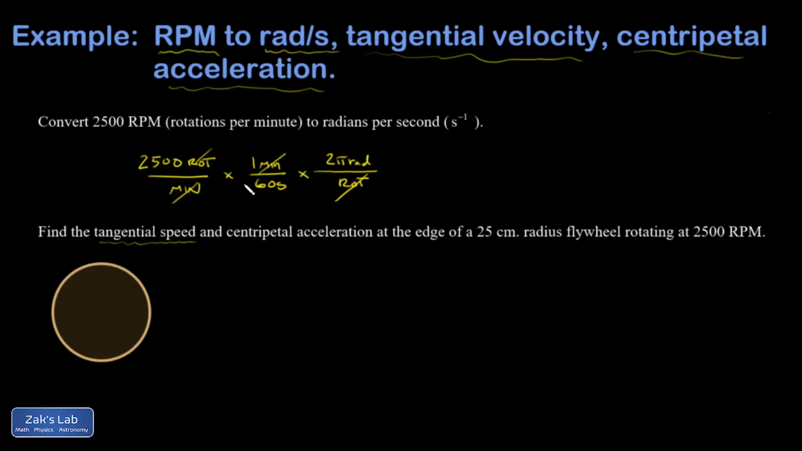I'm going to multiply 2,500 times 2 pi, and then divide by 60 seconds. And I get 262 if I use 3 sig figs.